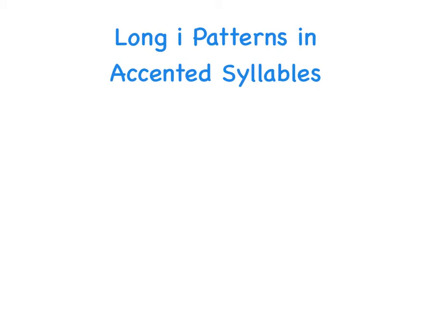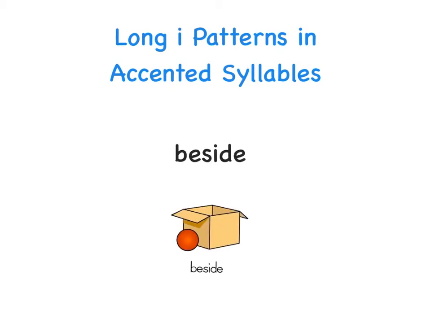Now let's learn about long I patterns in accented syllables. When I say the word beside, I hear the long I in the second syllable. I see that the vowel pattern is I, consonant E. The second syllable is the accented syllable.